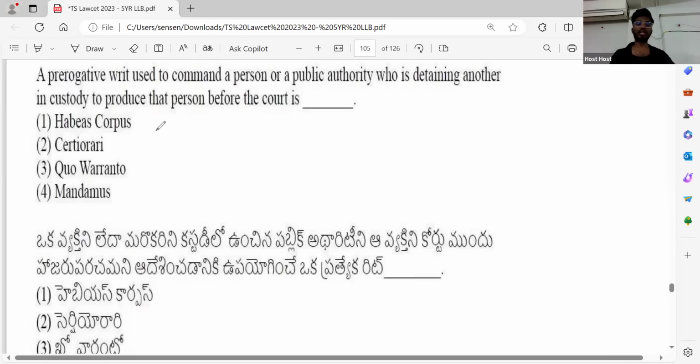A prerogative writ used to command a person or a public authority who is detaining in custody to produce that person before a court. So prerogative is a special writ, right? A writ which is issued to command a person or a public authority who is detaining another in custody, which means one person is kept in the custody, that is in the jail, and he is not submitted before the court. To submit him before the court, which writ will be issued? Habeas corpus. Habeas corpus is to present the body, right? So that is important again.